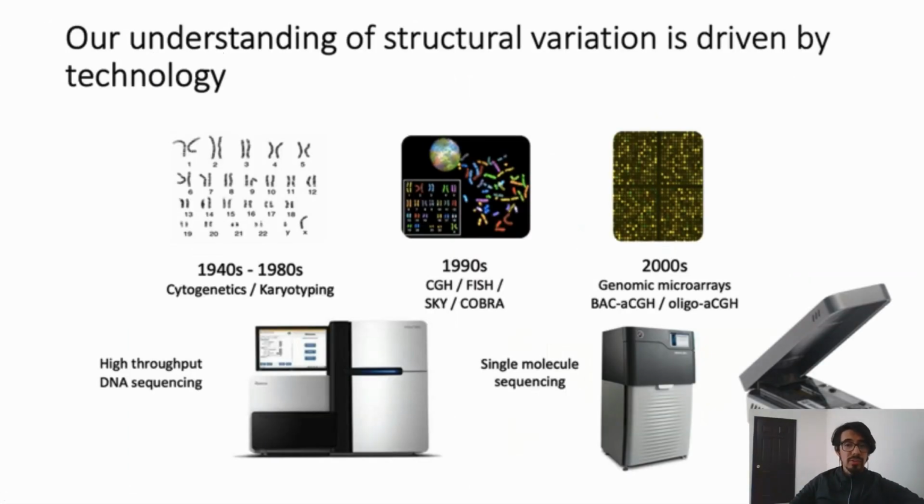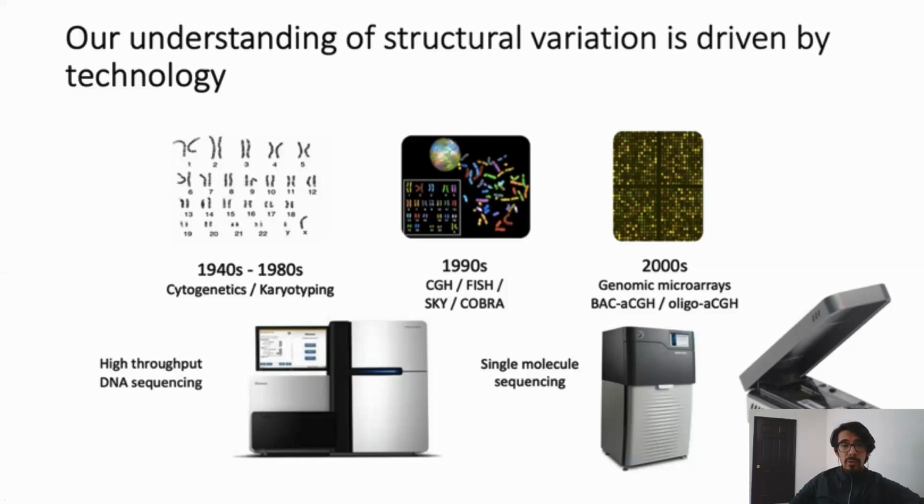Despite the importance of structural variants, these have been largely understudied because single nucleotide variation is easier to discover. And given that, our understanding of how we study structural variants has been driven by technological advancements. But from the 1940s to 1980s, cytogenetics and karyotyping was the main way to detect structural variation. Here we could only detect large variations such as chromosome duplications or chromosome arm gains and losses.